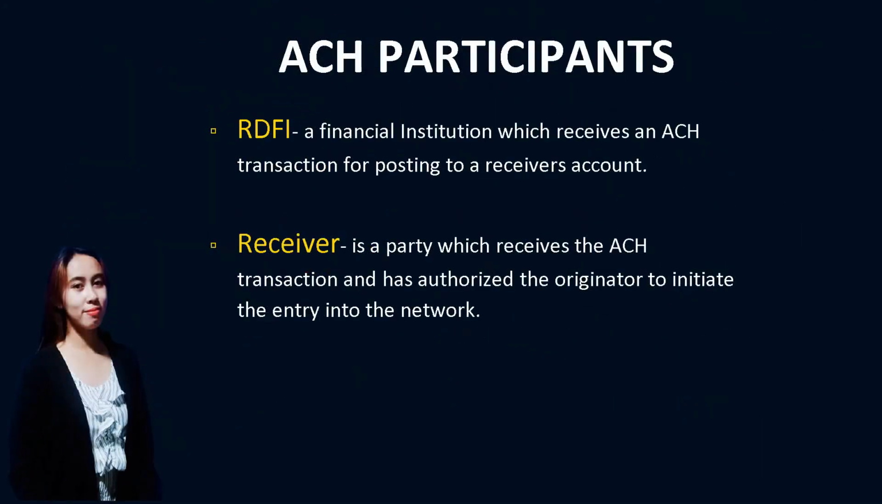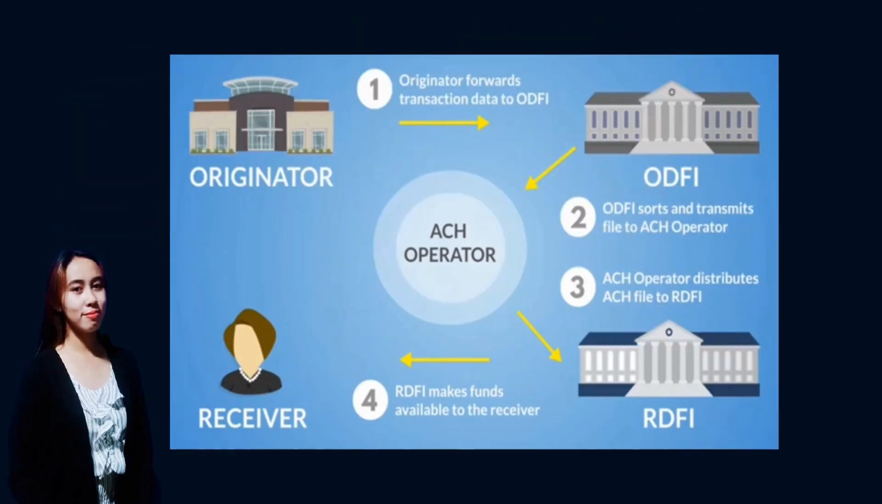The next ACH participant is the RDFI. This is a financial institution which receives an ACH transaction for posting to a receiver's account. An RDFI does not have to operate as an ODFI. The receiver is a party which receives the ACH transaction and has authorized the originator to initiate the entry into the network. This screen denotes the flow of an ACH transaction, understanding that it starts with the originator and ends with the receiver.